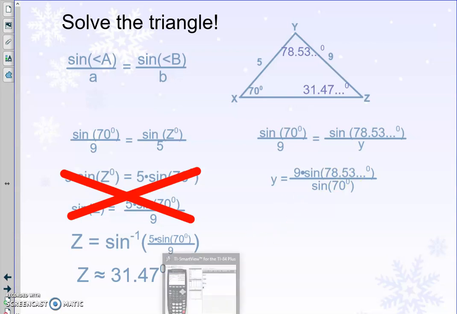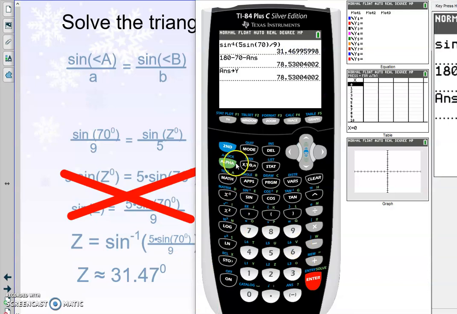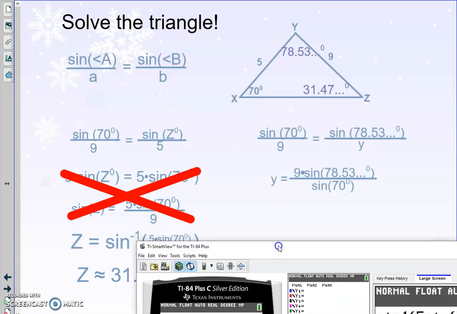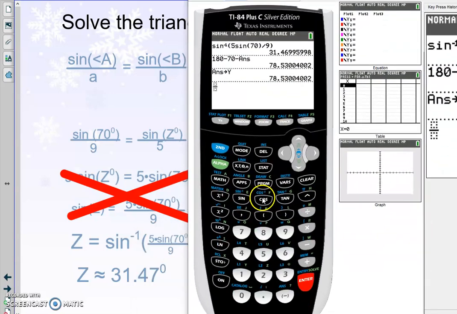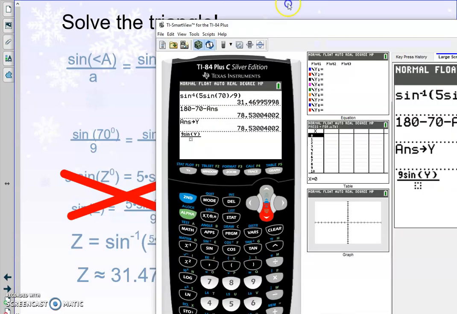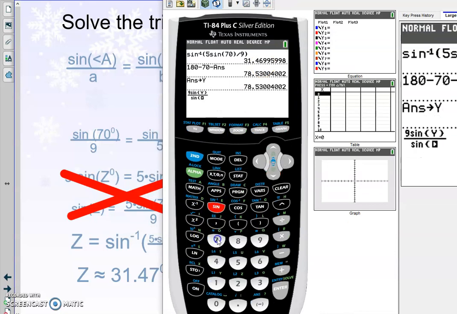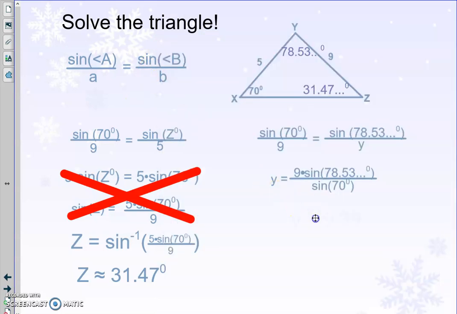So I can go to my calculator. I can type in, let's see what I have to type in. I can type in 9 times the sine of Y over, I forgot what I was typing here, the sine of 70. And that gives me my final value, about 9.39. So y is about 9.39.